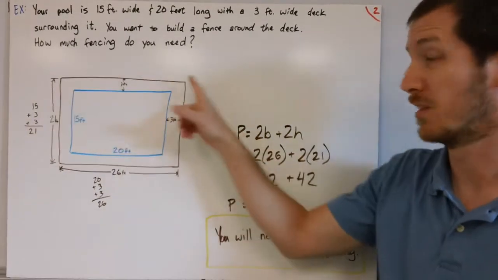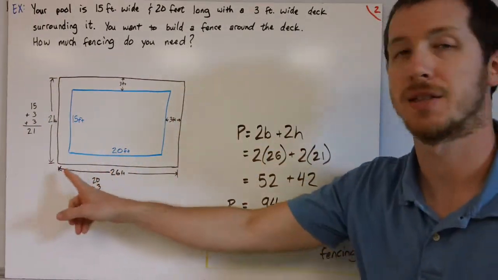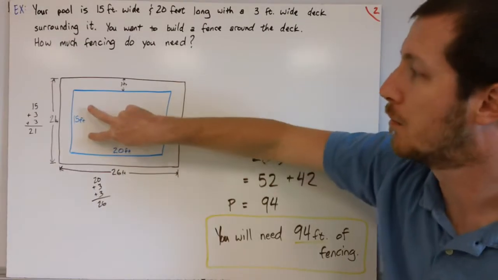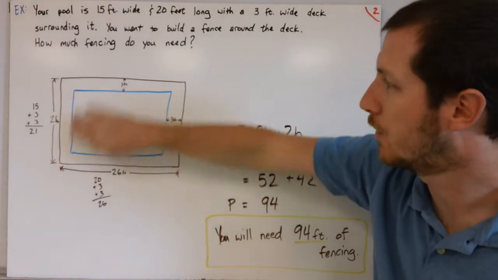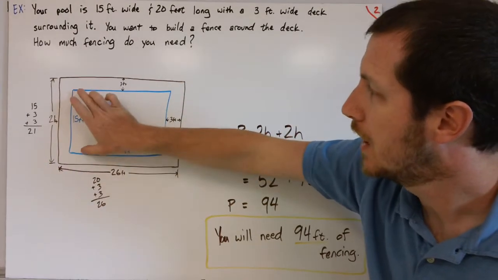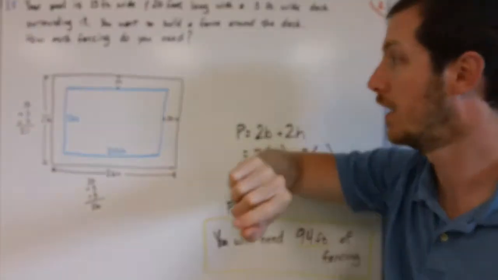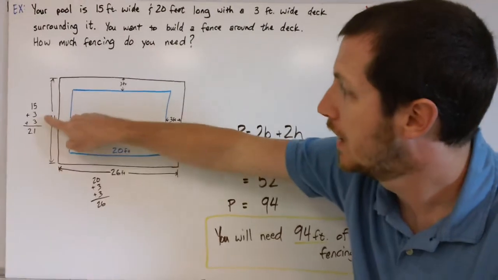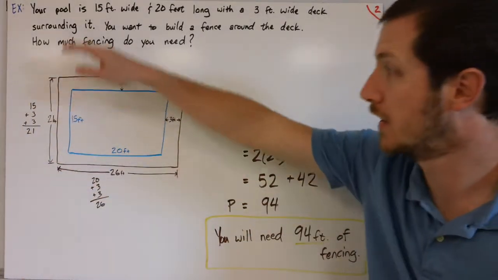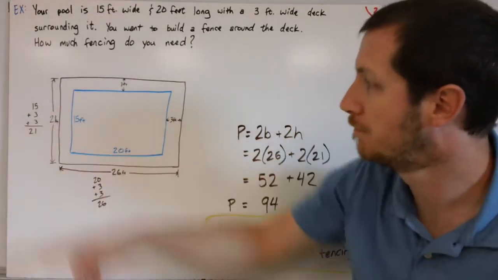We want a fence around that deck, so we need to know what the perimeter of the outside of the deck is. So if we start off with maybe the height on one side of our pool, we're going to take that height 15, and now notice there's a deck on either side of that. The deck is 3 feet wide, so we're going to take that 15, add a 3 to it, and add a second 3 to it. That's going to give us the length of one side of our deck. So that's going to be 21.